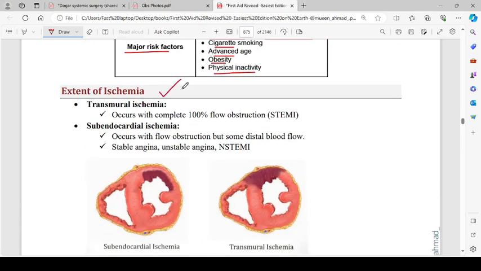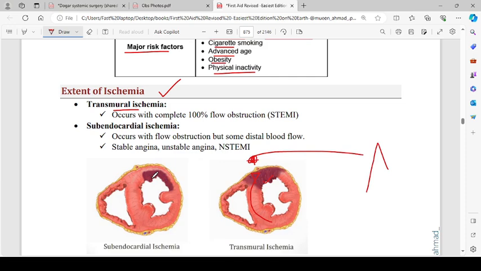Extent of ischemia. If it is transmural ischemia, like this one, so in transmural ischemia, the whole wall is thickened. Basically, the current flows towards the ischemic area. Suppose the electrical activity of the heart is towards this area. Now, if we are placing the probe on that, because our detector is present over here and current is moving towards this direction, so we find ST elevation.